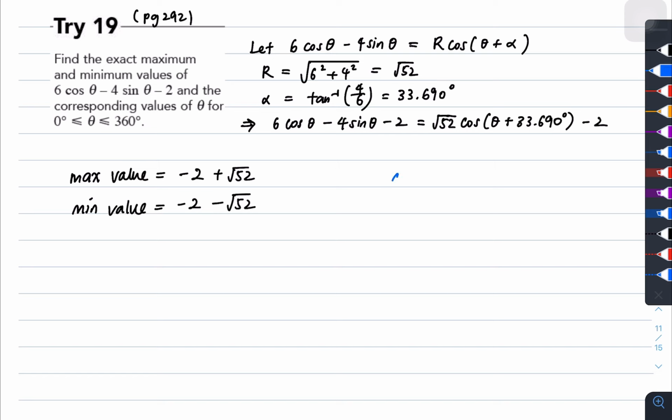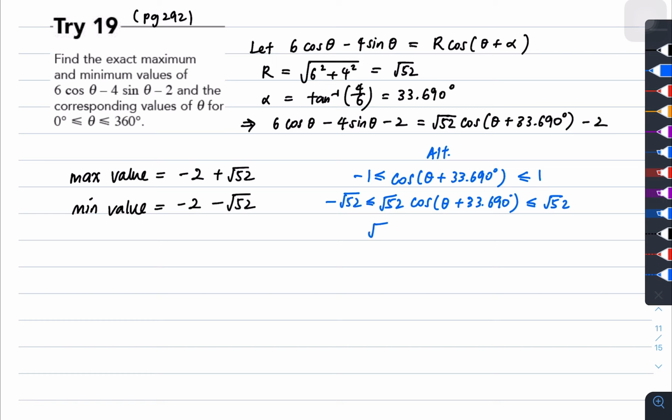The longer way to do this is, cosine of anything is going to be minimum -1 and maximum 1. Now when I multiply everything by root 52, the one on the right is root 52 and the one on the left will be negative root 52. Then I need to minus 2: on the right, minus 2 plus root 52, and on the left, minus 2 minus root 52. So you see, this is the minimum, and this one over here is the maximum.